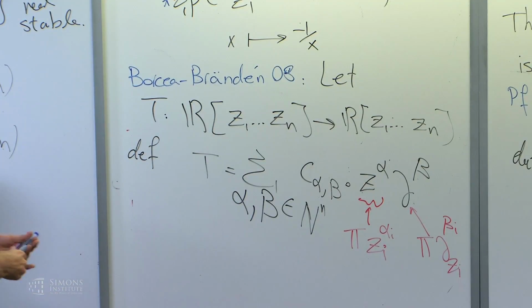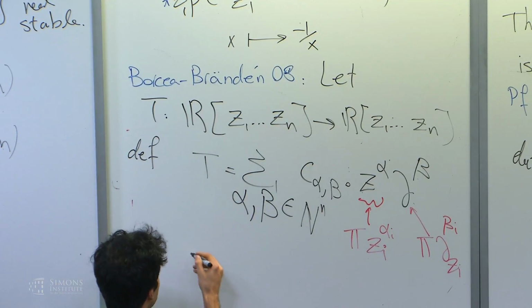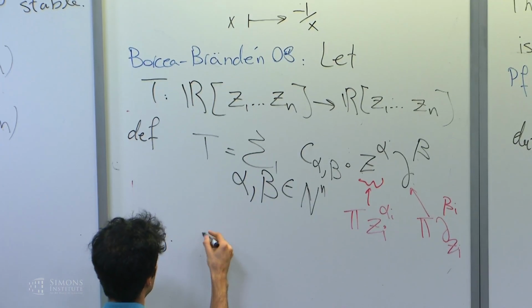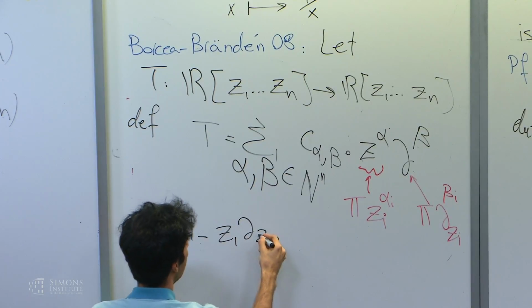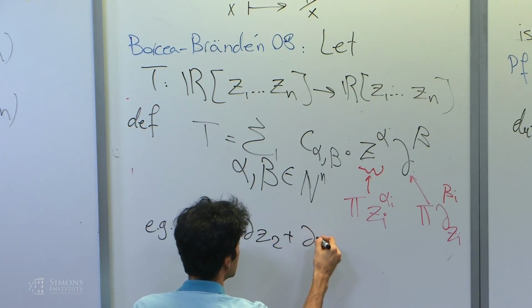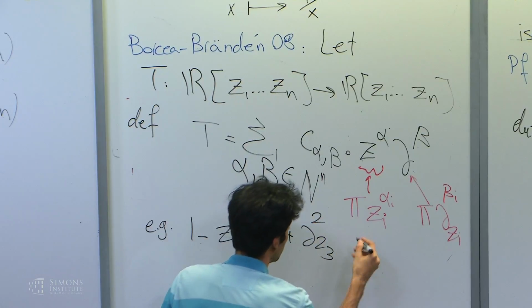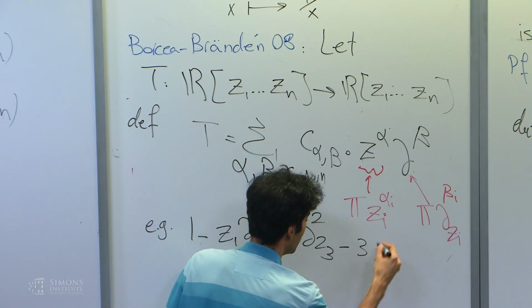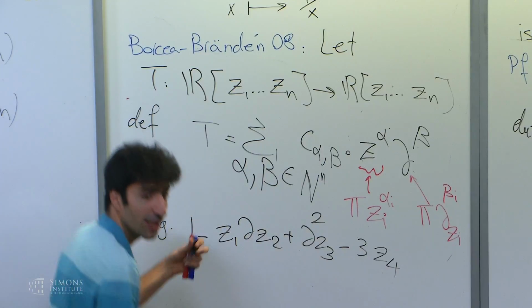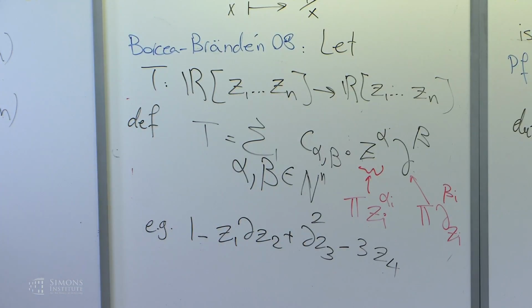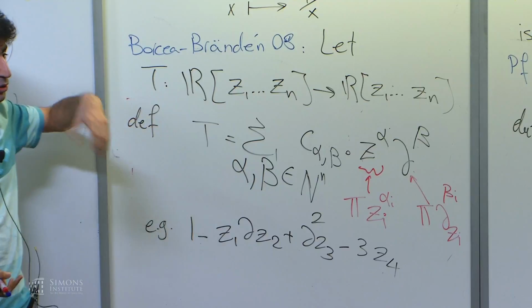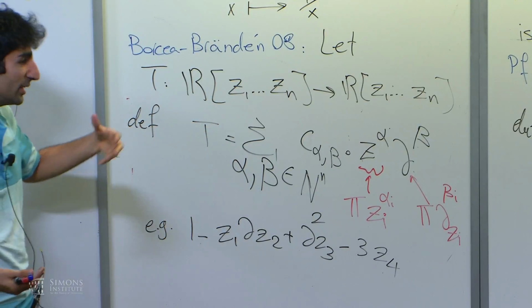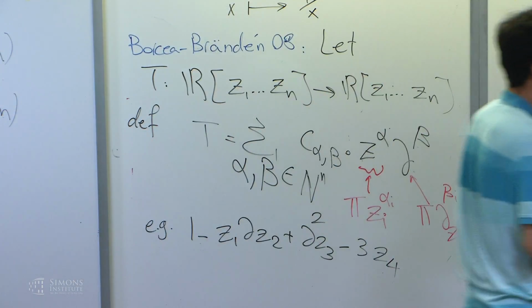Before continuing, let me give some examples. For example, T could be 1 minus z1 partial z2 plus partial z3 squared, minus 3 z4, and so on. So this is such an operator. Suppose you have such an operator T, and the question is, if I apply this operator to a polynomial P which is real stable, will the new polynomial be real stable as well?